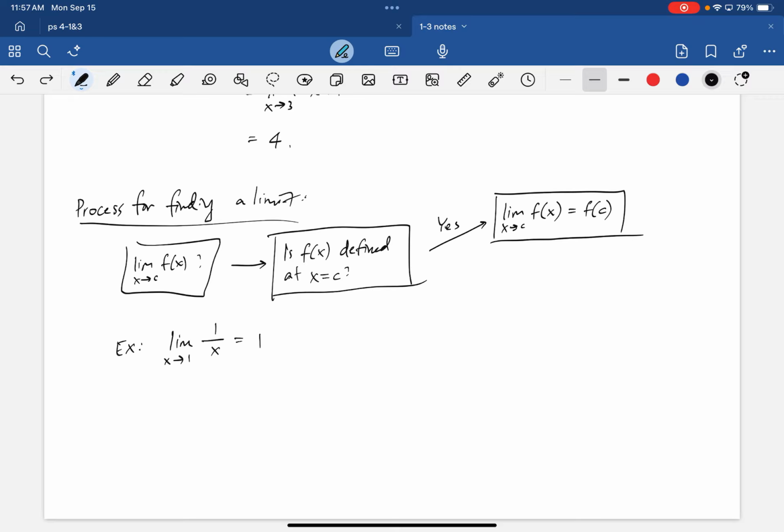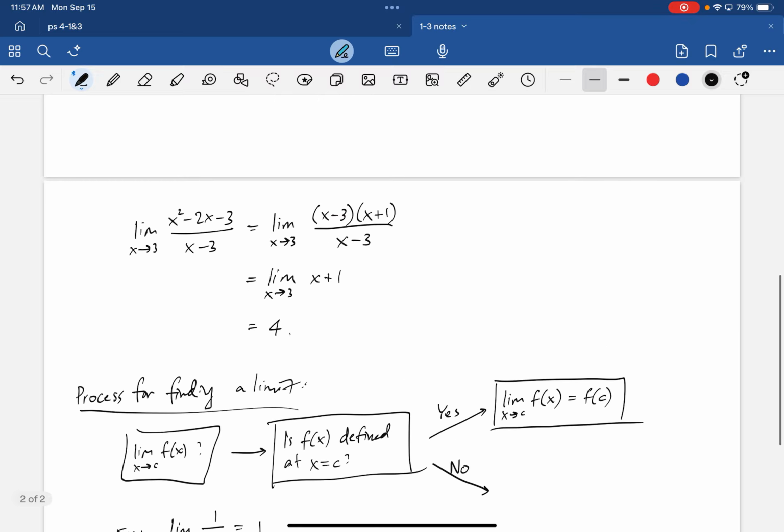But sometimes the answer is no. Sometimes the function is not defined, like in our previous example. In our previous example, is f of x defined when x equals 3? No, because the numerator is 0 and the denominator is 0. So in this case, we need to split into some more different cases.